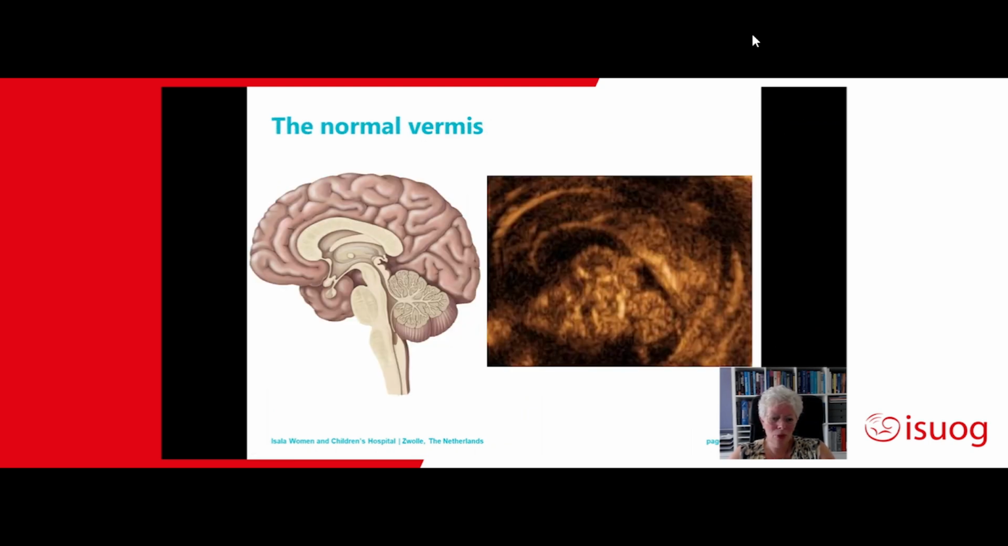What should a normal vermis look like? Well, first we have the fastigium, also known as the fourth ventricle, which we can see over here. And then we should have a primary fissure, which you can see over here. There should be twice as much tissue of the vermis below the primary fissure as above. So this ratio of 1 to 2 should be there and is consistent continuously during pregnancy. So this proportion always stays the same.